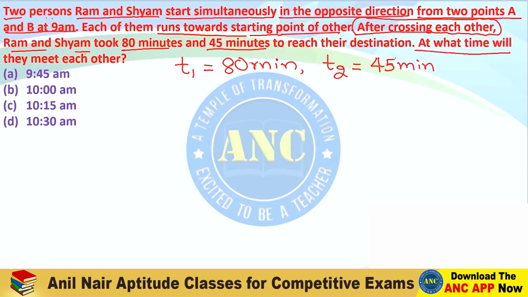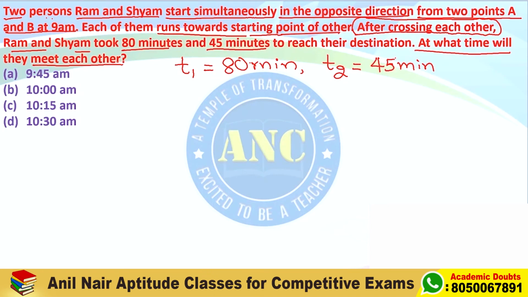At what time will they meet each other is the question. That means from the starting point, this is where Ram is present right now, and this is where Shyam is present right now. Ram and Shyam are moving towards each other like this. They are moving, moving, moving. Like this, they both actually met at some point. Now, this is the meeting point.